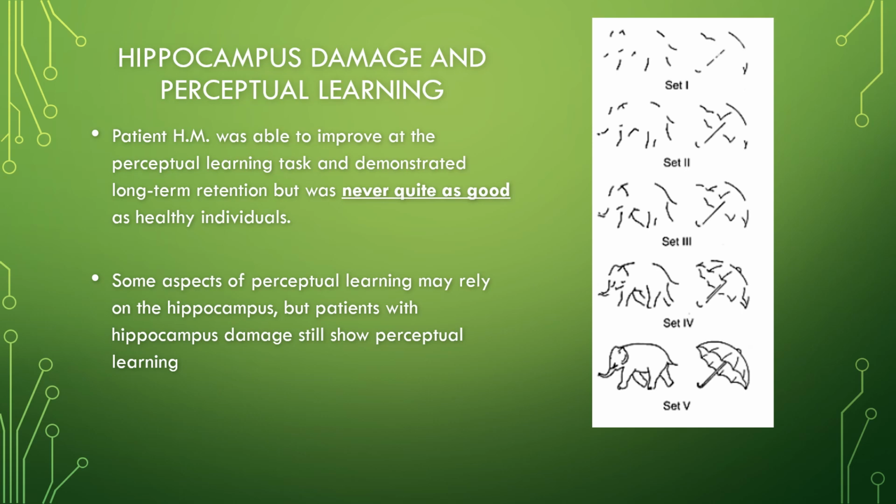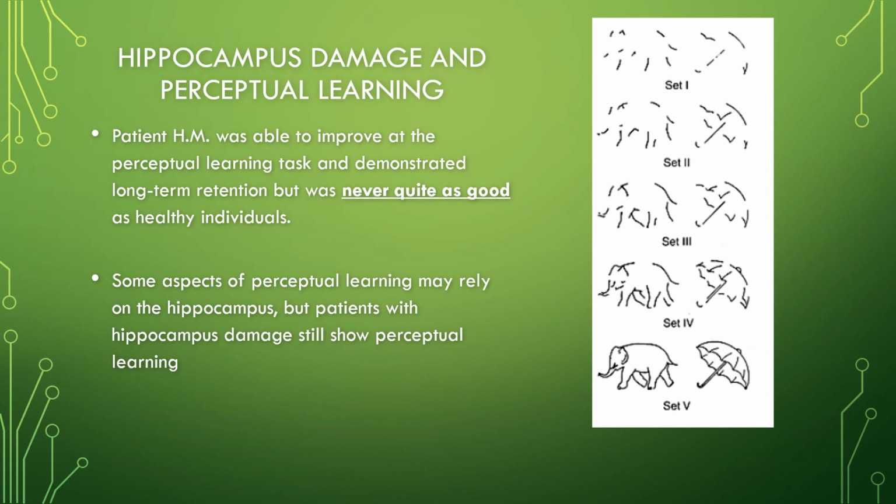And he did demonstrate also long-term retention of this task. So he got better at it and was able to maintain how much better he was over a window of time. But there was one thing about this where he was never quite as good as an individual that didn't have damage to the hippocampus. So what this suggested, at least, is that some aspects of this task might rely on the hippocampus, even though you also can't say that a patient with hippocampus damage cannot show perceptual learning.